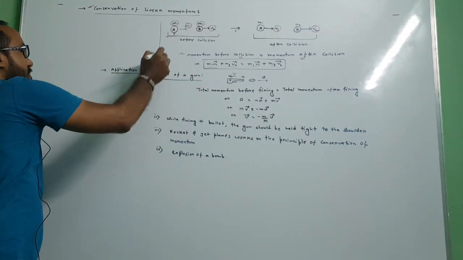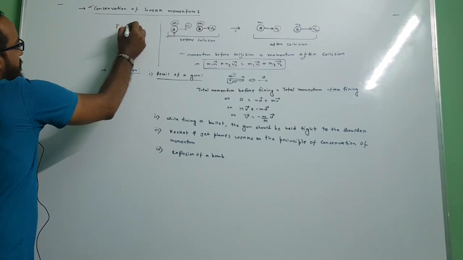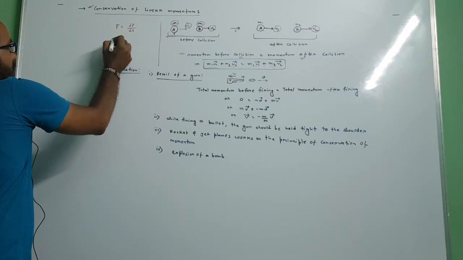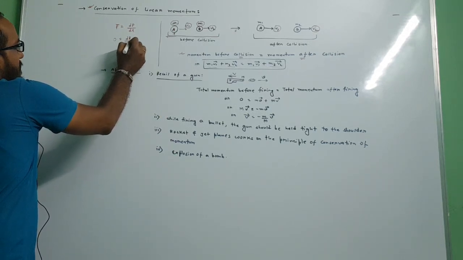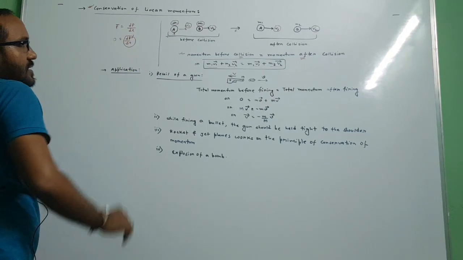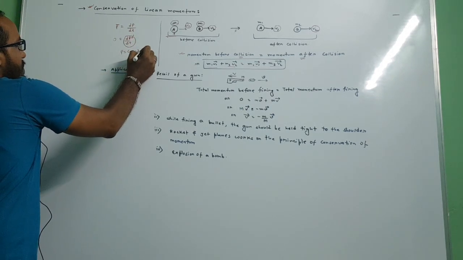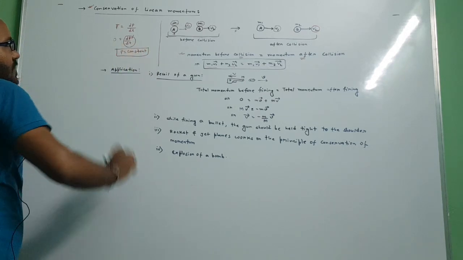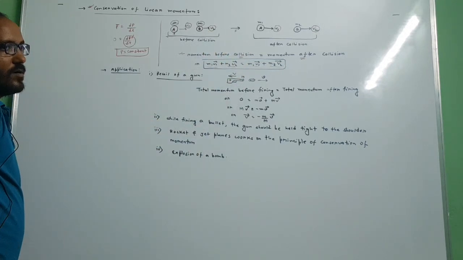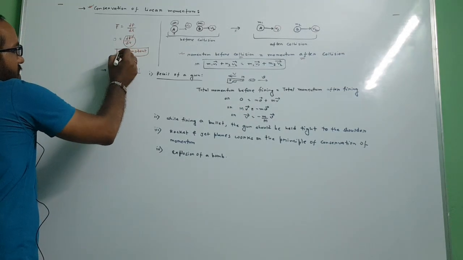We can prove conservation of linear momentum from the second law also. See, we know F equals the rate of change of momentum. If no external force is applied, that is 0 equals dp by dt. So from the differentiation concept, if the derivative is 0, that means p should be constant. This came from our second law of motion, and the other came from our third law of motion. From the second law we can say that p is constant.